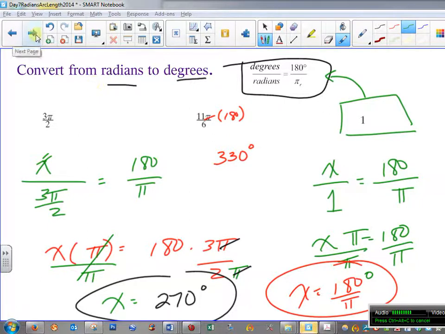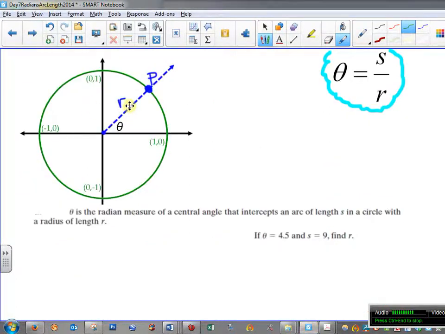Okay, going from converting back and forth, let's look at the other formula that you were asked to memorize on the notes screen. Theta equals S over R, and let's talk about what each of the pieces are. If you read the words, and you will need to read the words, you could get a word problem for these. Theta is the radian measure of a central angle, so we'll highlight that central angle right in here, that intercepts an arc length S.